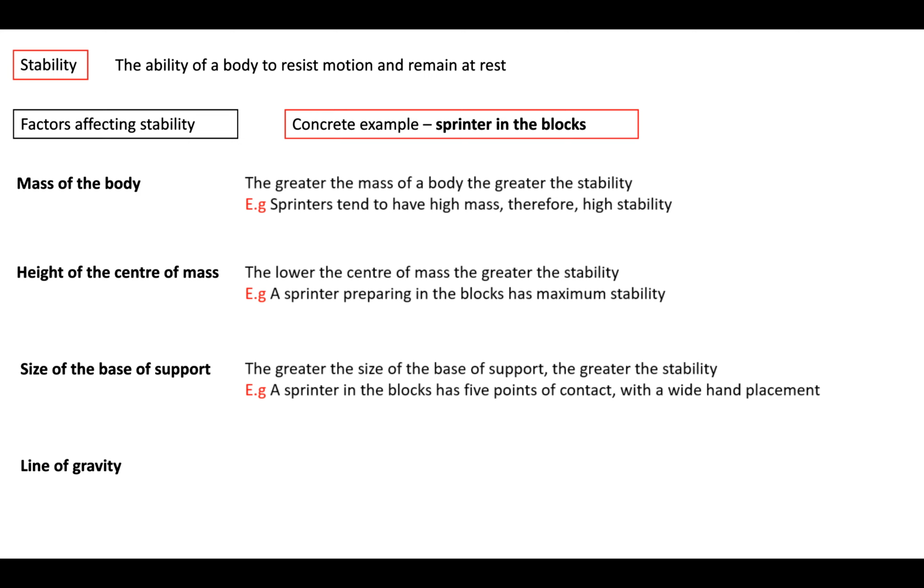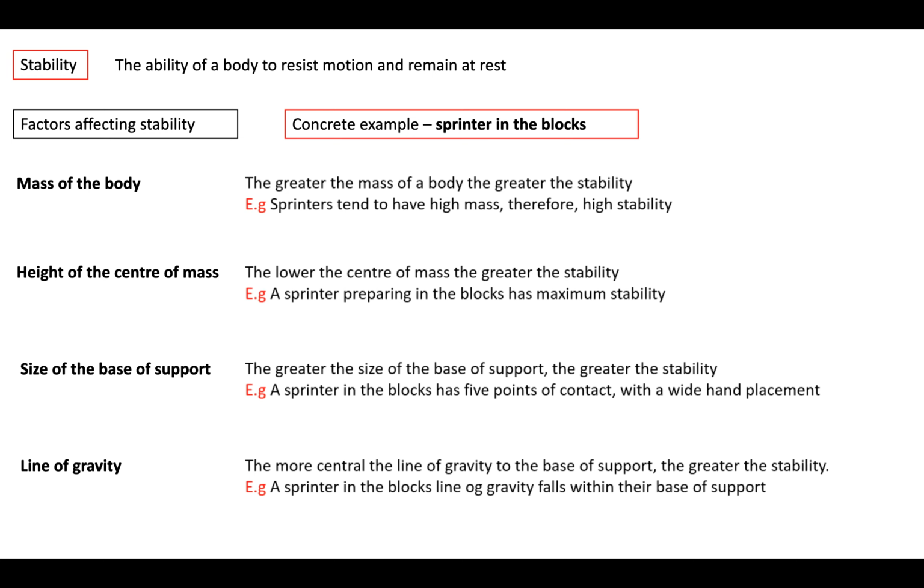They have greater stability. And then finally, line of gravity is simply the more central the line of gravity to the base of support, the greater the stability. And simply, a sprinter in the blocks, line of gravity falls within their base of support.